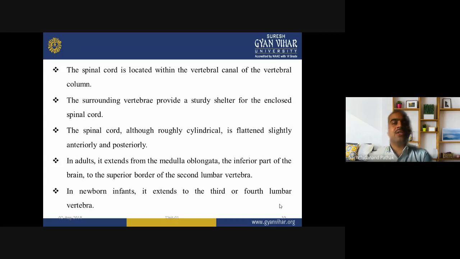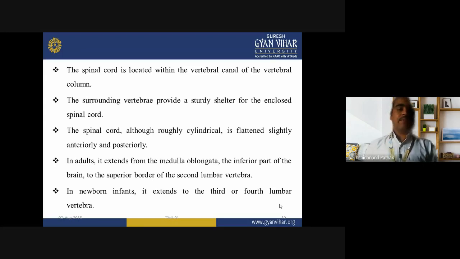The spinal cord is located within the vertebral canal of the vertebral column. Now, where is the spinal cord located? The spinal cord is located within the vertebral canal of the vertebral column. वर्टिब्रल कॉलम में जो वर्टिब्रल कैनाल्स हैं, हर एक वर्टिब्रा के बीच में जो जगह है, उसमें स्पाइनल कॉर्ड्स लोकेटेड होते हैं. Now the surrounding vertebra provide a sturdy shelter for the enclosed spinal cord. अब जो surrounding vertebra है, ये spinal cord को protection और shelter provide कर रहा है.